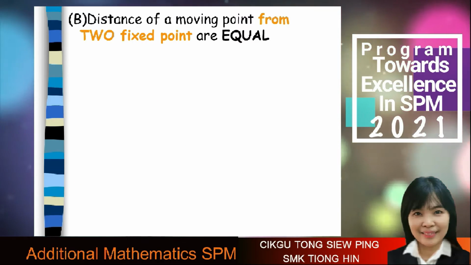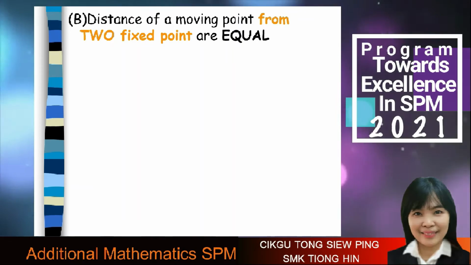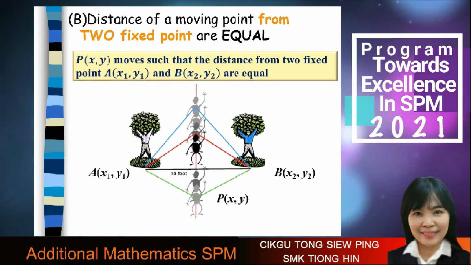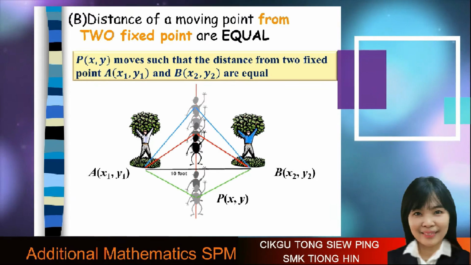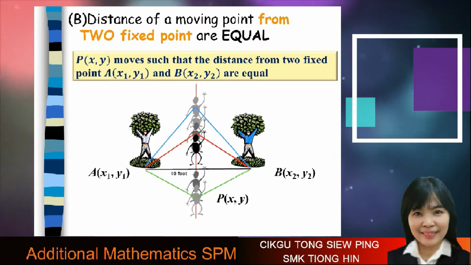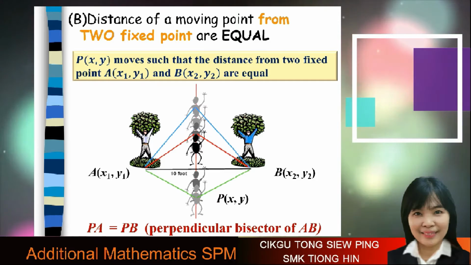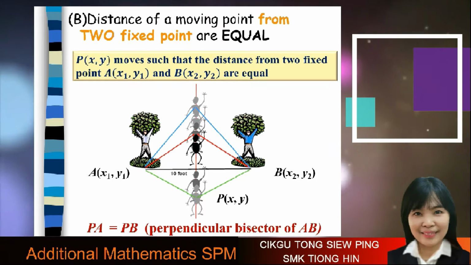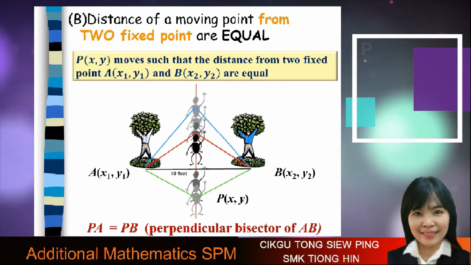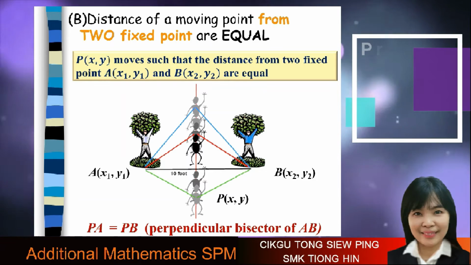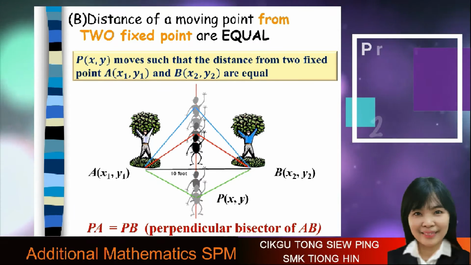B. Distance of the moving point from two fixed points are equal. Point P moves such that the distance from two fixed points A and B are equal. Then we say PA is equal to PB. The locus formed by the point P is actually a perpendicular bisector of AB.